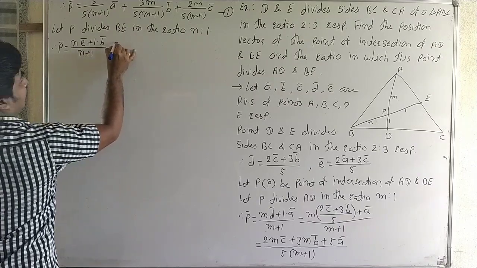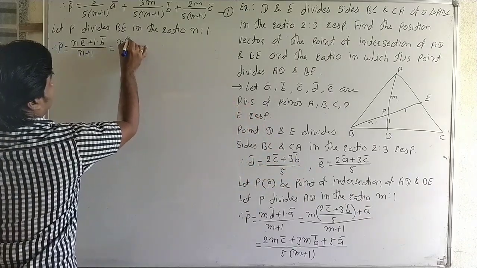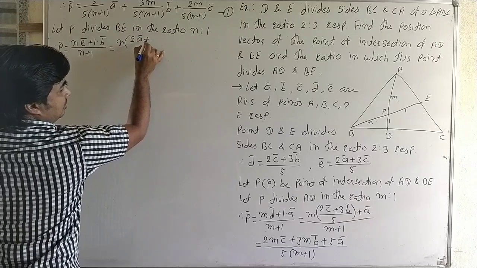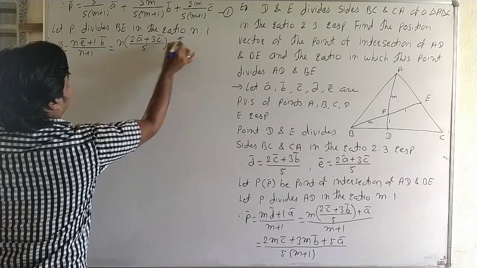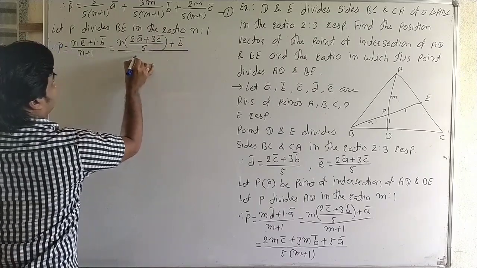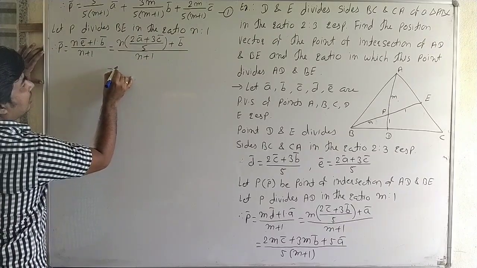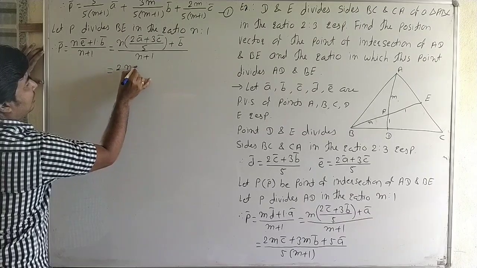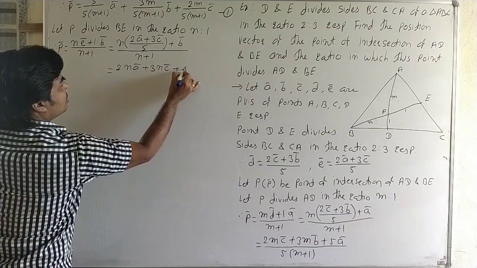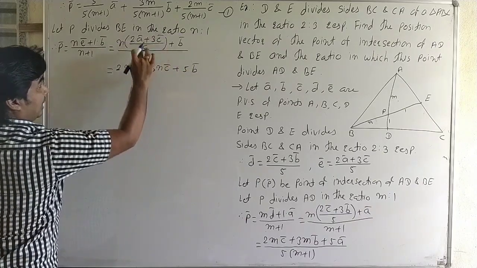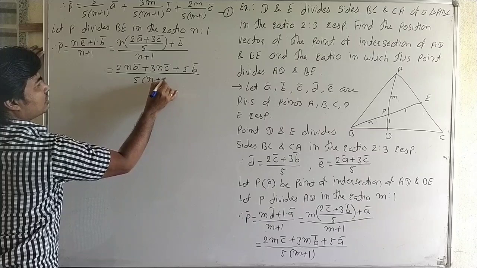Then again here n into e bar, it is (2a bar plus 3c bar) upon 5, plus b bar, whole upon n plus 1. Then the calculation is 2n a bar plus 3n c bar plus 5b bar, okay, addition, and then 5 taken in the denominator, 5 into n plus 1.